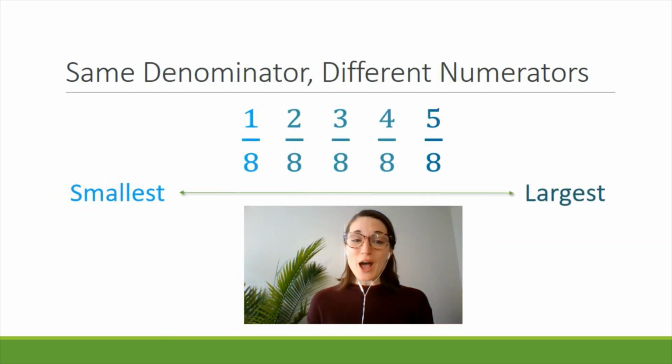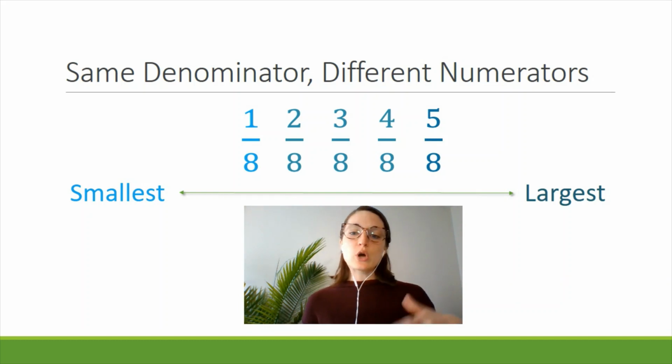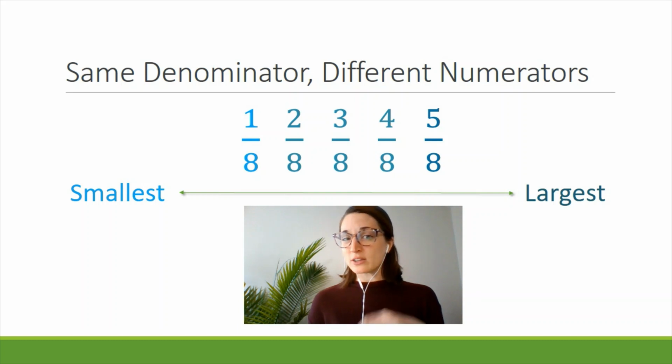Okay, here's one other trick. If you have the same denominator but different numerators, you can organize those numbers from smallest to largest by looking at the numerators. So each of these has 8 as the denominator. Let's think of our pizza again. We're going to cut that pizza into 8 equal slices. So who will eat more? The person who has 1 out of the 8 slices, or someone who eats 5 out of the 8 slices? Well, the 5, of course.